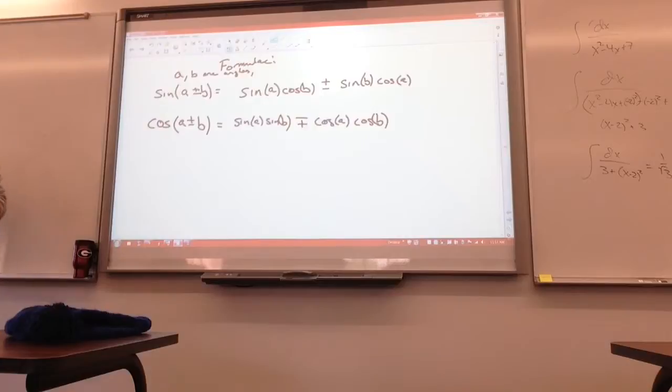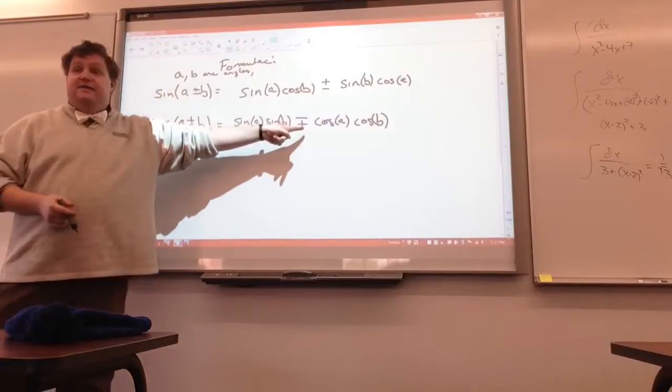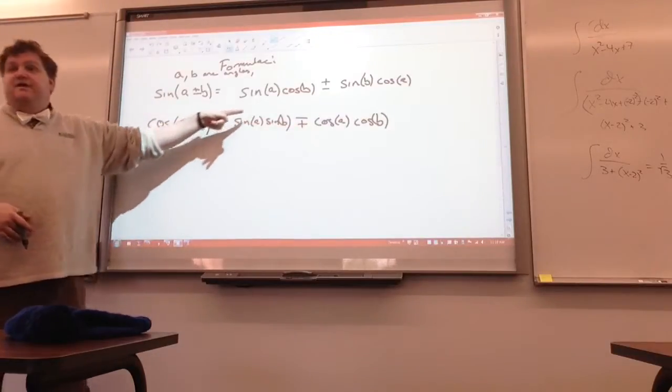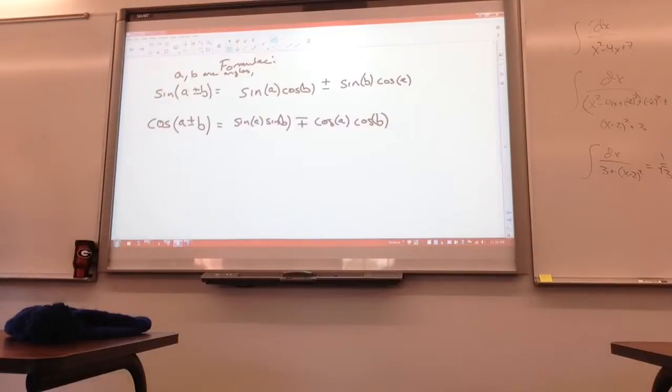Everyone catch that? The sign here is always opposite. If it's plus over here, it's minus in the formula. If it's minus over here, it's plus in the formula. But look how similar it is to the sine. It's very similar, right? And again, you just have the two pieces together like so. Any questions there? All right.